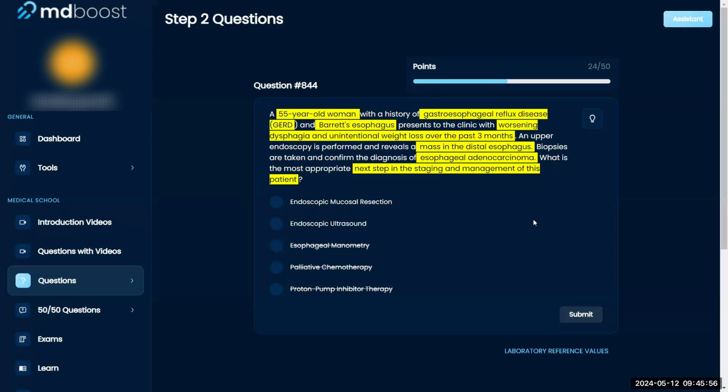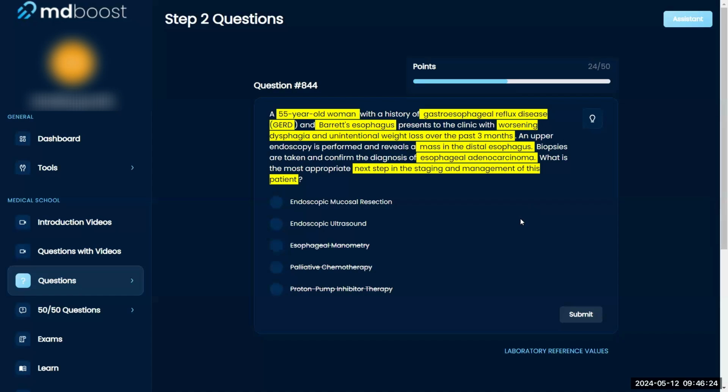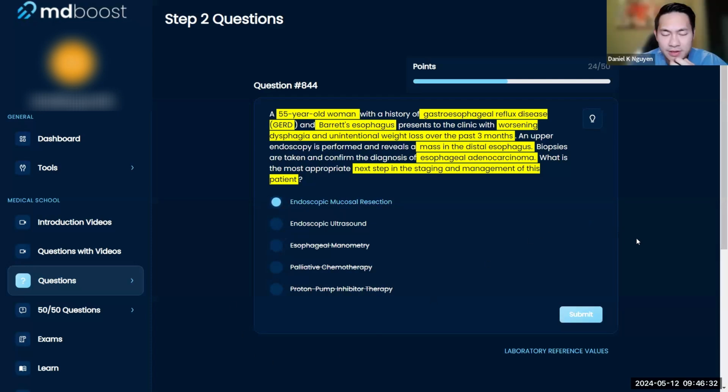I don't think, I mean, I guess so. I'm between ultrasound and mucosal resection. I don't think an ultrasound would do any management because you can see the characteristics of it, but we already have a diagnosis. We've done a biopsy already. So I think I'll go with the mucosal resection. Okay. Final answer. Yeah.